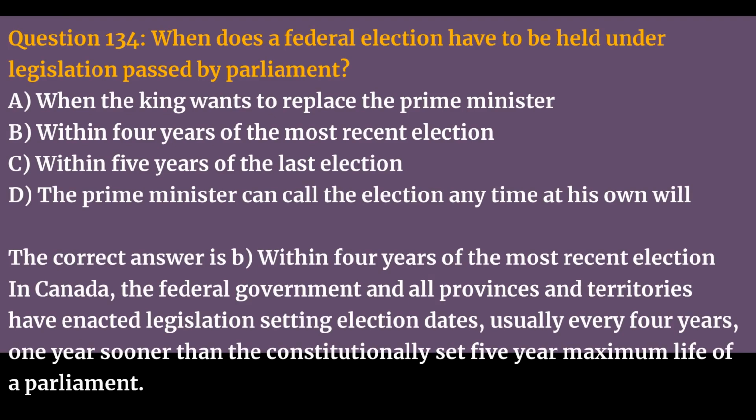Question 134. When does a federal election have to be held under legislation passed by Parliament? A. When the King wants to replace the Prime Minister. B. Within 4 years of the most recent election. C. Within 5 years of the last election. D. The Prime Minister can call the election any time at his own will. The correct answer is B. Within 4 years of the most recent election. In Canada, the federal government and all provinces and territories have enacted legislation setting election dates, usually every 4 years, 1 year sooner than the constitutionally set 5-year maximum life of a parliament.